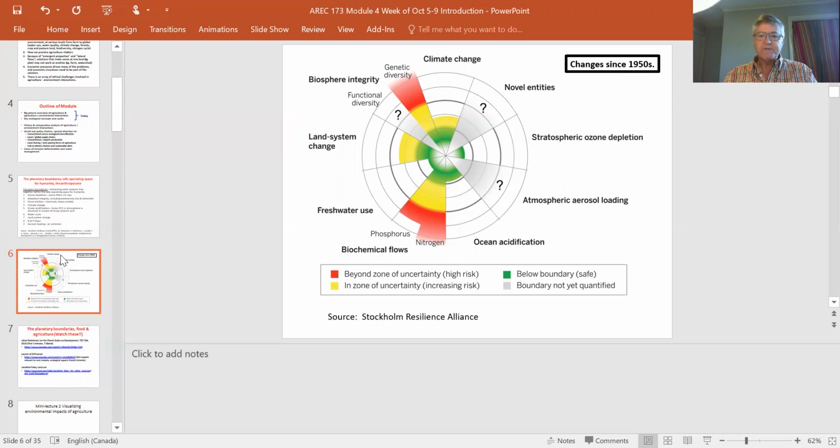This is something which certainly varies a lot more than some of these other systems from place to place, where freshwater use in some parts of the world is much more alarming than it is in other parts of the world. So we'll get to that later.